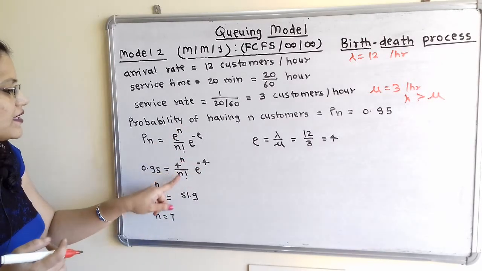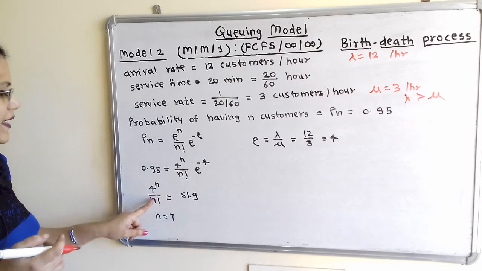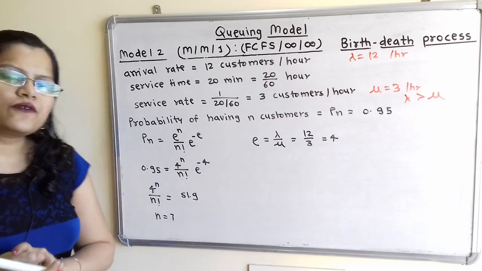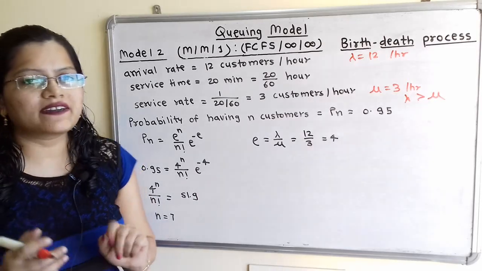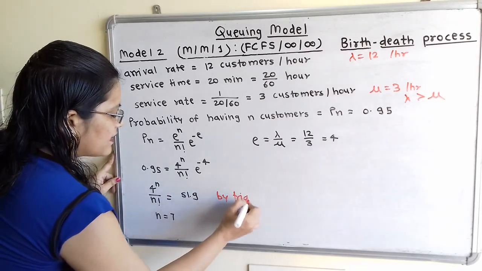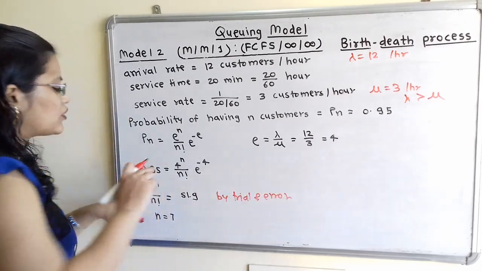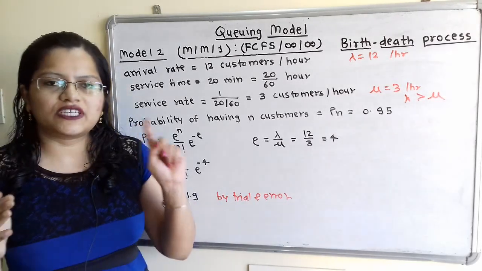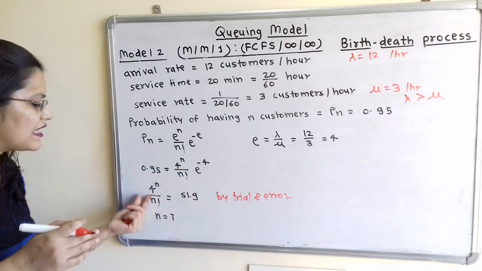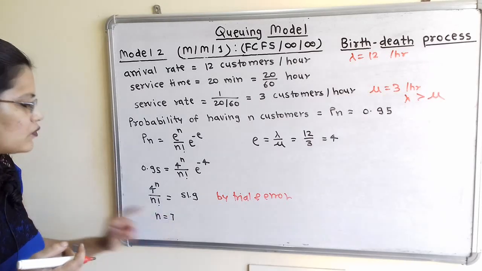This n is unknown, so we take this term to the left hand side. So 4 raised to n by n factorial is equal to 51.9. We have to find the value of n by the trial and error method. We try different values of n, such as 2, 3, 4, 5, and compare the left hand side and right hand side. So here n is equal to 7.